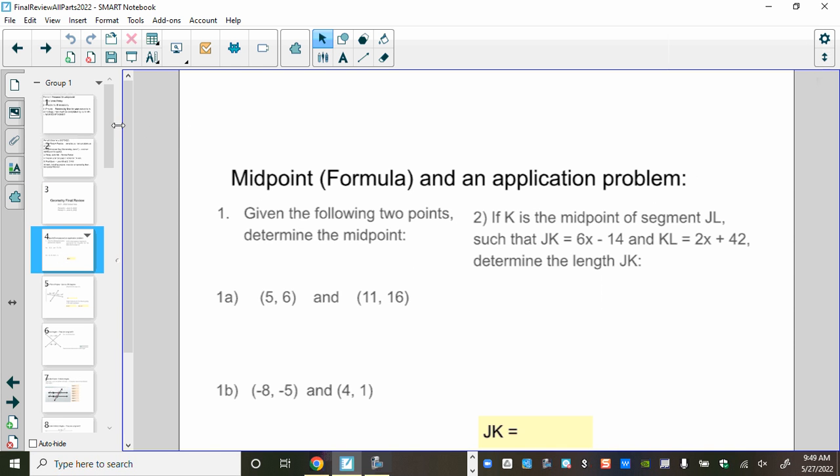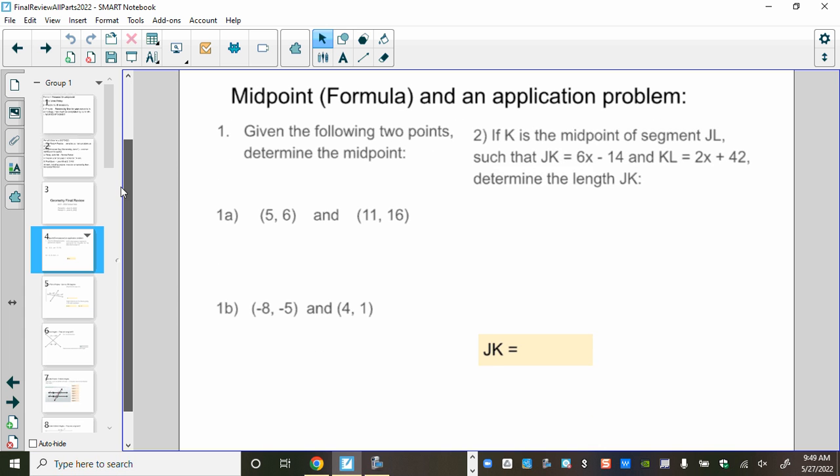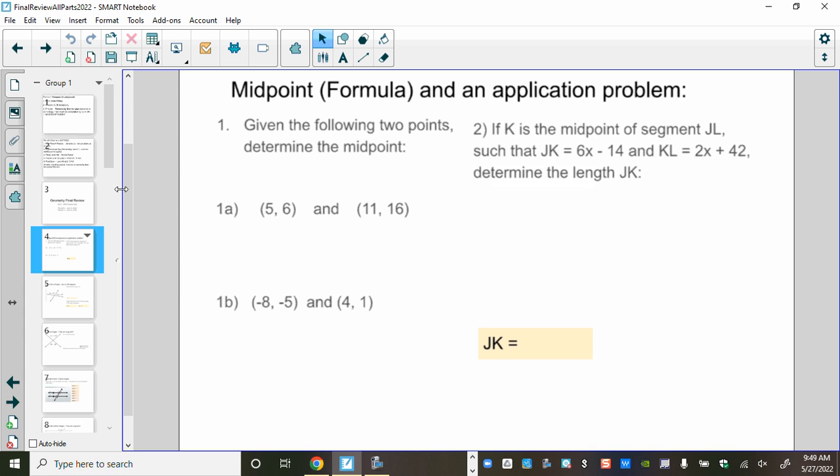All right, basically, we might have done some of this already. I'm going to bring it up again. Midpoint, you're going to see it in two ways. Way number one: I'm going to give you 2 points, and then you will need to tell me where the midpoint is.